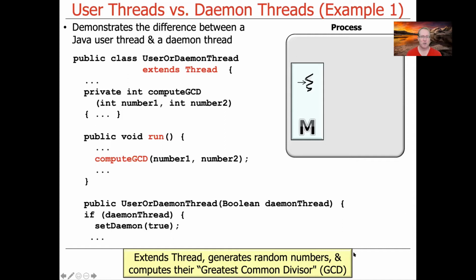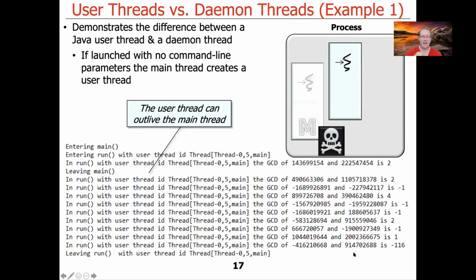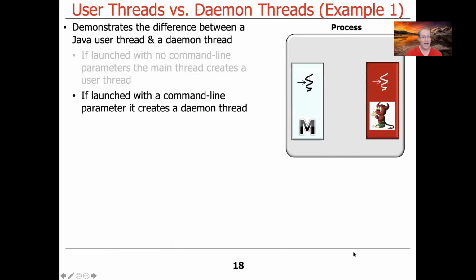That's the way it provides the computation, generates a bunch of random numbers, and then computes their greatest common divisor. If you launch it with no command line parameters, the main thread creates a user thread, and that user thread can outlive the main thread. So if the main thread goes away, the user thread can still continue to run till it's done computing the greatest common divisors. However, if you launch it with command line parameters, it creates a daemon thread.